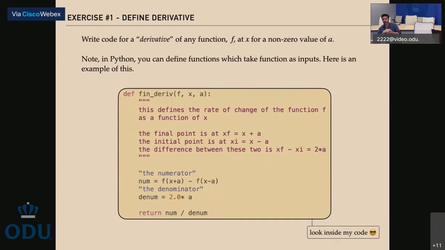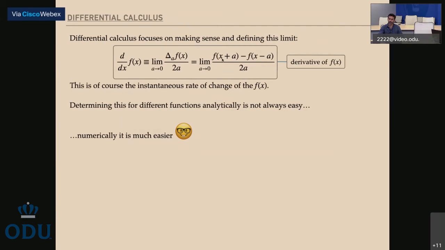Write code to take the derivative of any function f at x for a non-zero value of a, okay? And so what this means is that we're going to evaluate this difference, this ratio, for any value of a, okay? And then we're going to worry about the limit second. But first, let's just write code to take the difference of the value of the function at x plus a minus the value of the function at x minus a, and then divide it by 2a, okay?